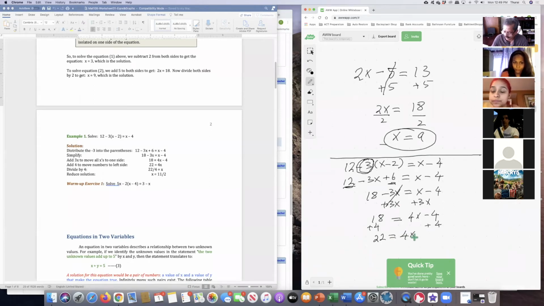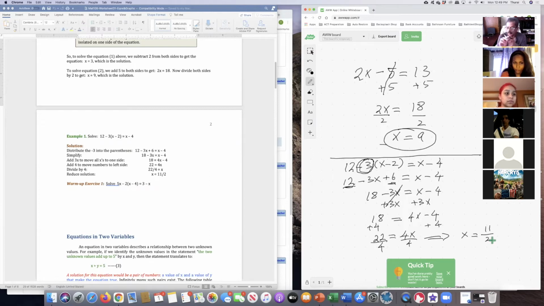And to isolate the x, I divide by 4. So that gives me x equal to 11 over 2. 22 over 4 is the same as 11 over 2. So the answer is 11 over 2.